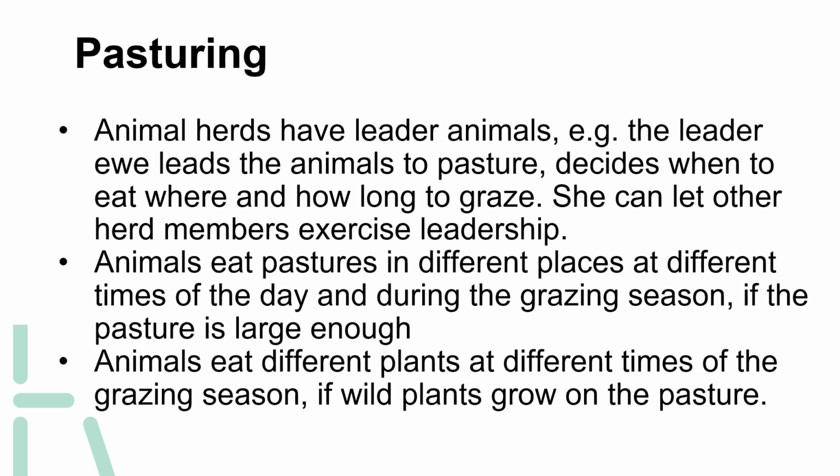So animals eat different plants at different times during the grazing season, if there are wild plants growing on the pastures. And I have myself done research on sheep and what kind of plants sheep eat, and they tend, of course, to eat very nitrogen-rich plants during the whole of the summer. So those are their favorite plants. But there are also different types of plants at different times of the grazing season that they choose to eat if they are available to them.